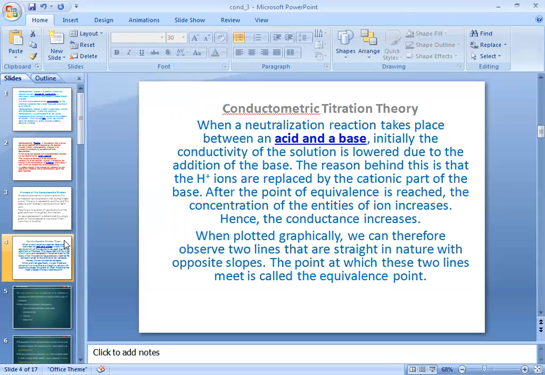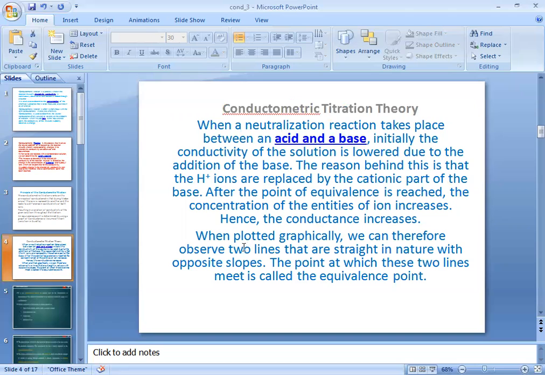So in conductometry titration, suppose we are carrying out a neutralization titration between an acid and a base. Initially, what is happening? The conductivity of the solution is lower due to the addition of base. Okay, the reason behind this is that H plus ions are replaced by the cationic part of the base. After the equivalence point is reached, the concentration of ions increases. Okay, hence the conductance will increase.